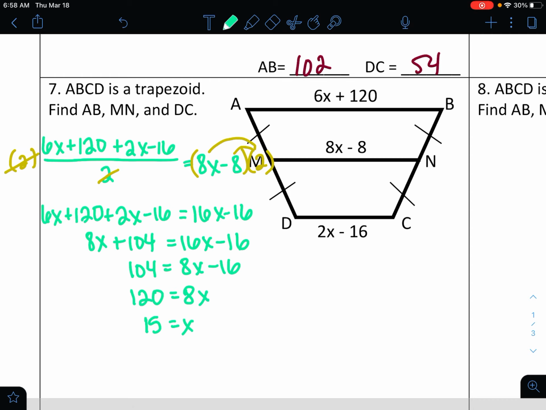All right, so now that we have that, we're going to plug it back in. For this one, it's going to be 6 times 15 plus 120, and that should be 210. And then for this one, that's going to be 8 times 15 minus 8, and that'll be 112. And then we have 2 times 15 minus 16, which I believe is 14. And there we go.